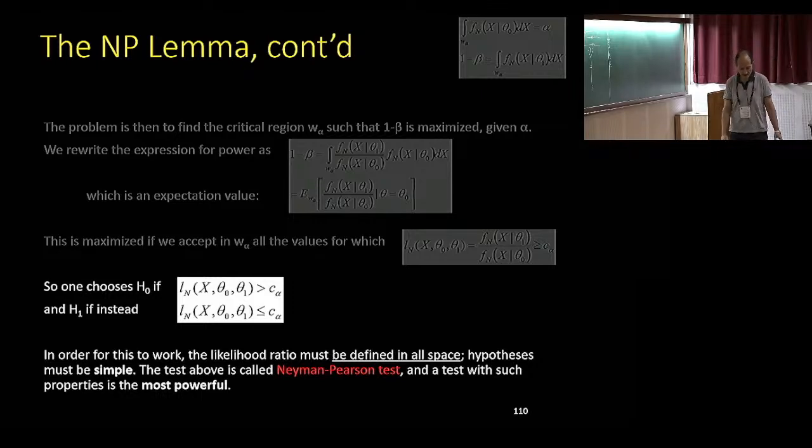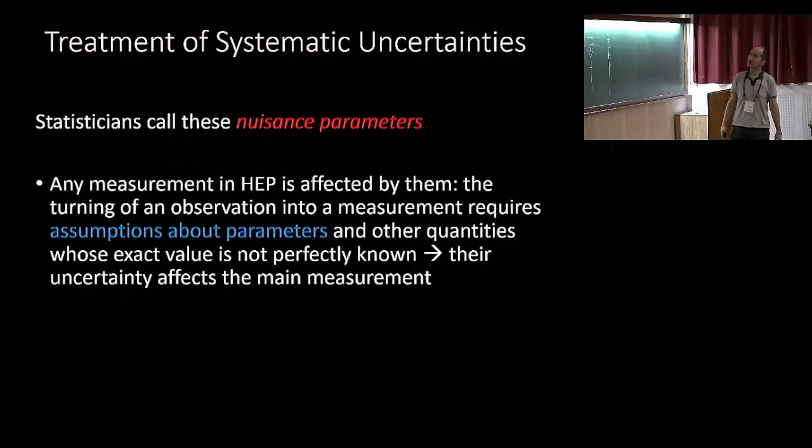And if you are in a situation where the two hypotheses are simple, then this really is what you should do. You should define the critical region based on the ratio of the likelihood of the two hypotheses given the data that you have. Sorry if I go fast, but I accept questions whenever you want.